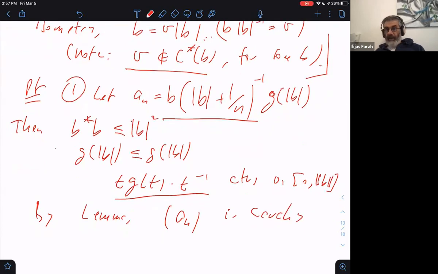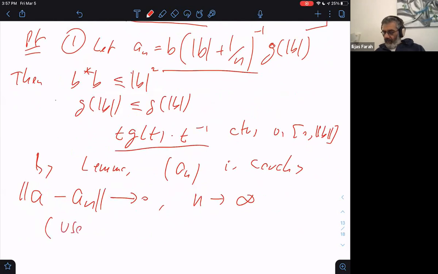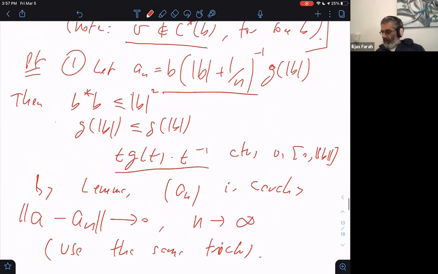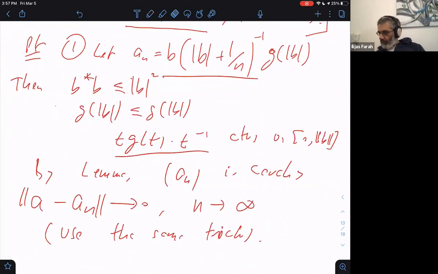And what this sequence converges to, well, actually, I don't even need to use the lemma. A minus A_n converges to 0 as n goes to infinity. And this can be proved again by using the same tricks, the same trick as before. What were we trying to prove? When I said A, what I meant was V times G of the absolute value of B. This is what we want.